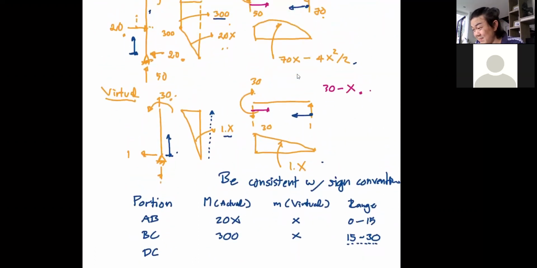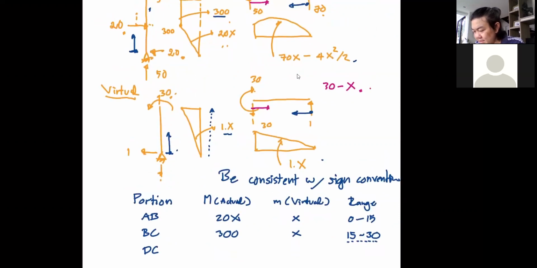So for DC, that actual case is going to be 70x minus, let me get rid of that right away, so it's x squared over 2. And for this, it's just another x. Now the range is from 0 to 30. Oh, it's times 2 divided by 2, right. You're right. Wow. That is the kind of mistake that some of your friends make in the exam. 2x squared over 2. Thanks.